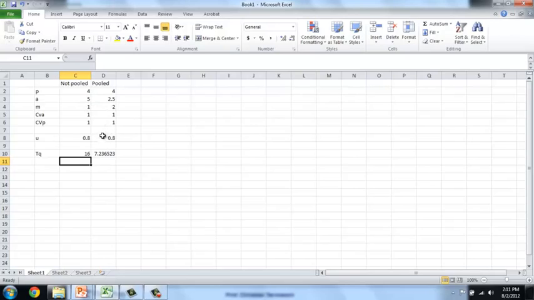Notice, as we saw on my calculations on the previous slides, the utilization does not change, yet the time in the queue does. The average time in the queue goes down from 16 minutes to 7.2 minutes. This is the power of pooling applied in queuing.